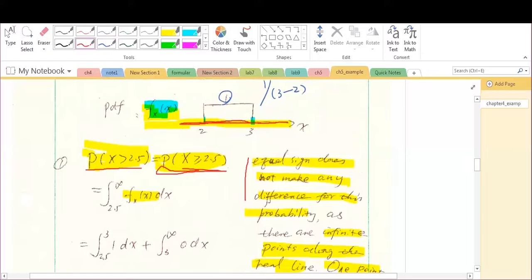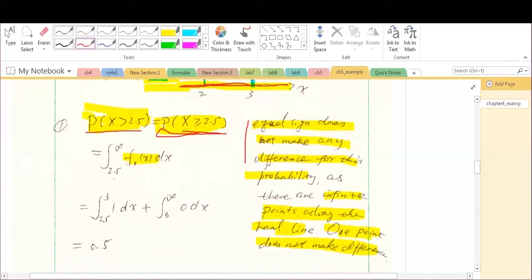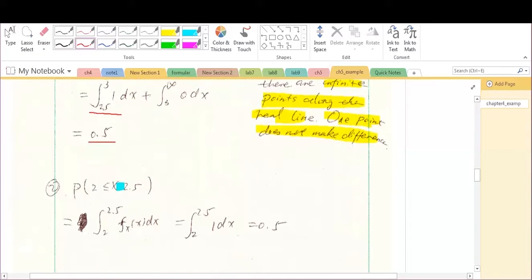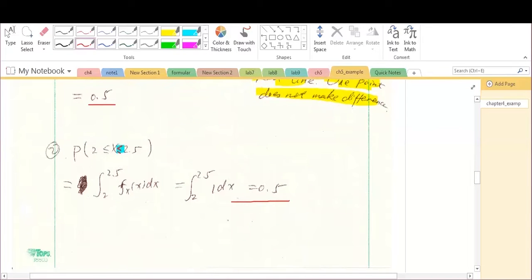Because this PDF function has two values, 1 or 0, we need to separate this integral into two intervals. This is 2.5 to 3 and 3 to infinity. So the probability is 0.5. So the next question is the probability of x between 2 and 2.5. Again, this is the area between 2 and 2.5 under the PDF function. So integral from 2 to 2.5, plug the values in. So this probability equals 0.5.